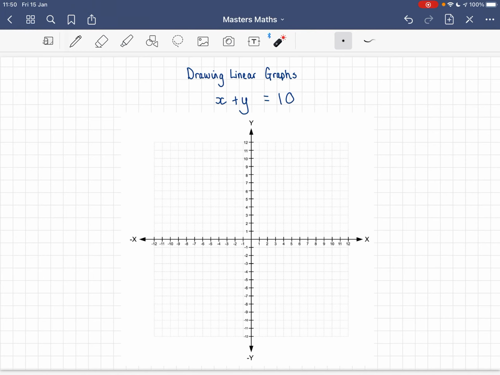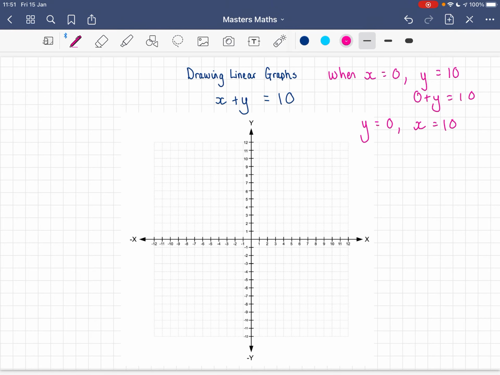Or, when it's written like this and you're adding your x and your y values together to get an answer of 10, you could do it by substituting in a value of x and a value of y. So the obvious ones to choose are when x equals 0, y equals 10. Because if x is 0, then you've got 0 plus y equals 10, which is just y equals 10, yeah? And then do the same for y equals 0. When y equals 0, x equals 10, because then you've got x plus 0 is equal to 10, so x is 10.